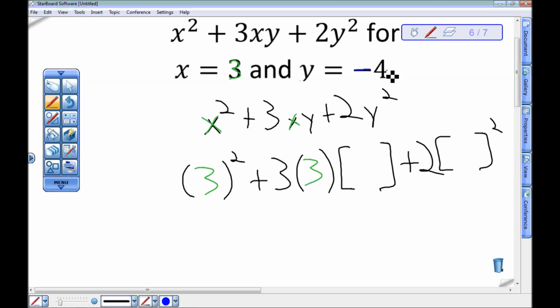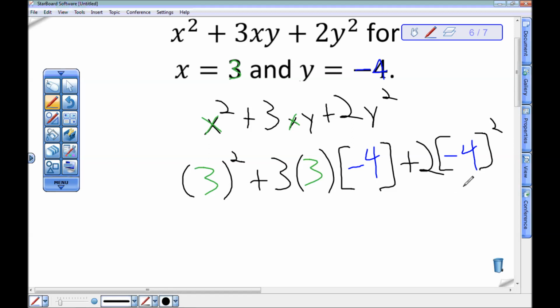Now, I want negative 4 is where my y's used to be, so a negative 4 and a negative 4. If you're substituting multiple values, it can't hurt to pause for a second, take a step back, and make sure that you have things where they belong. I had an x squared, great, plus 3 times x, yep, x is 3, times y is negative 4, plus 2 times y squared, y is negative 4, I've got that thing squared, great.